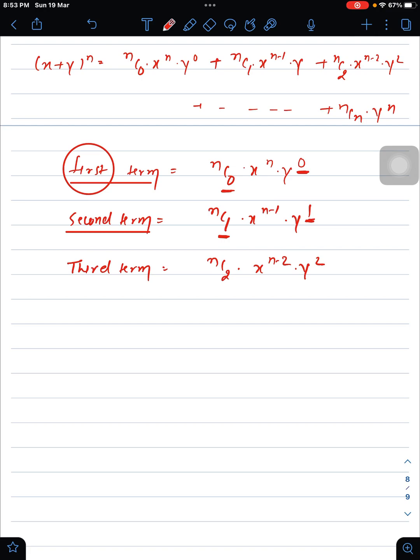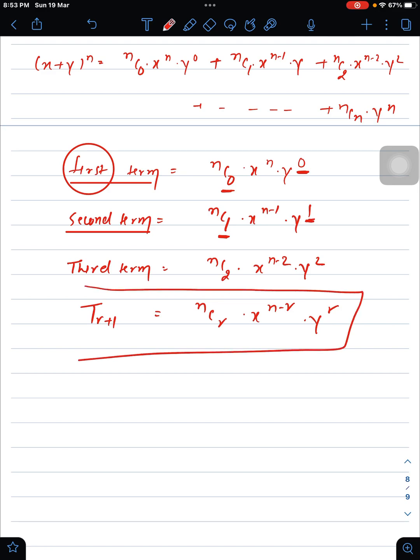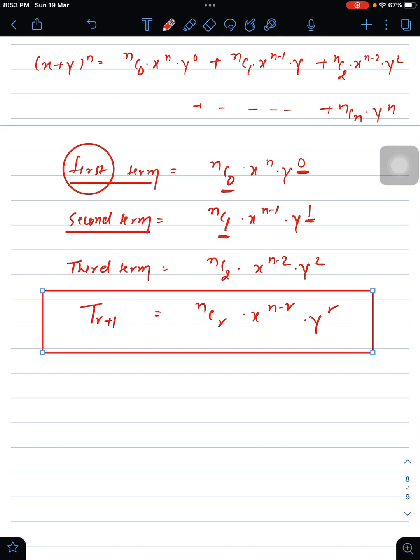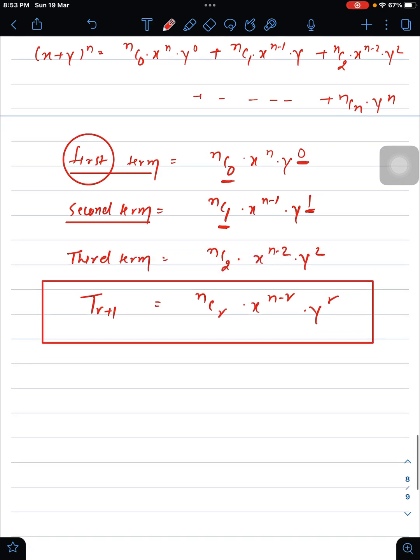Suppose I have written T r plus 1. Okay, so what can I write? Look beta, nCr x to the power n minus r y to the power r. Just try to have a look at it. No sir, we are not able to understand this. Let me tell you how.